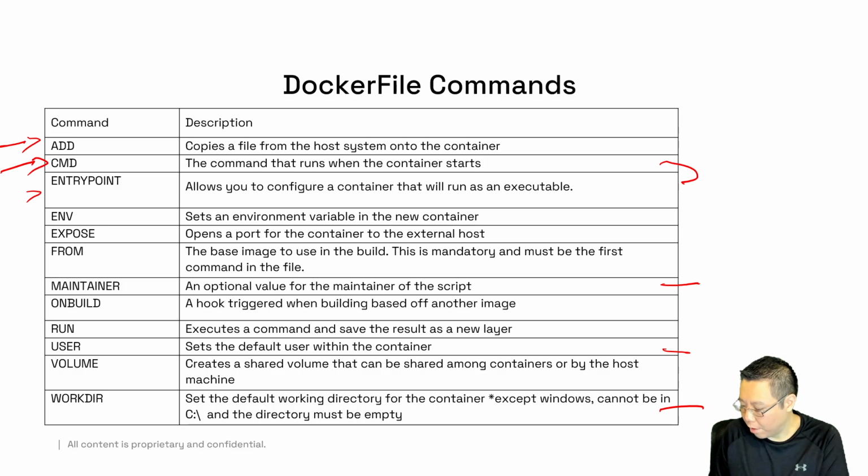And of course, finally, we have run. Run allows you to execute a command and save the result as a new layer image, such as running a command for apt-get and installing Apache. And then it becomes a new layer of your image and a read-only portion. So your delta there.